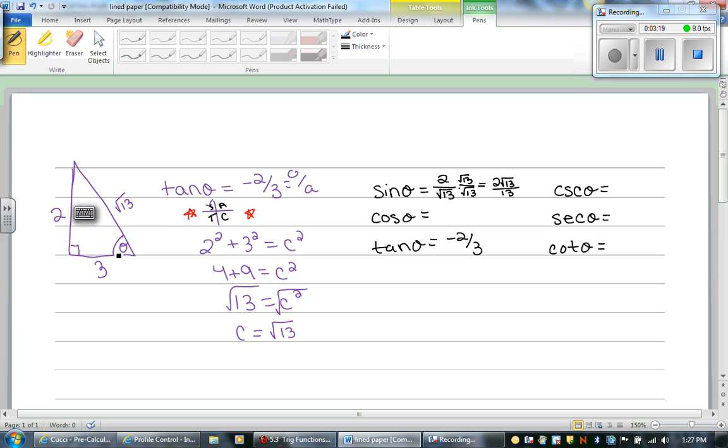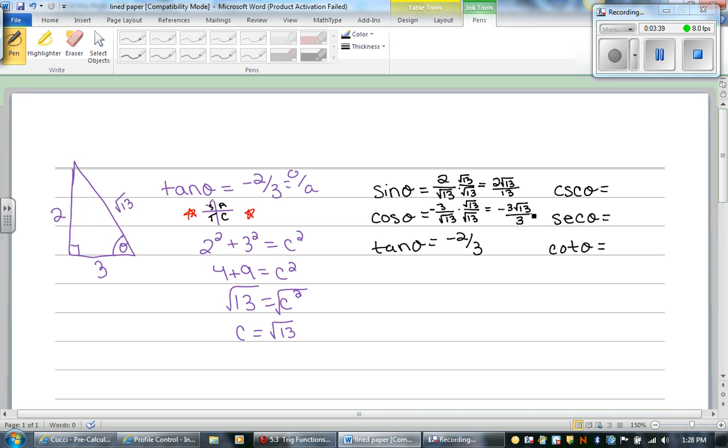Cosine, pardon me, adjacent over hypotenuse, or 3 over radical 13. Second quadrant, cosine is negative. We have to make sure we rationalize. We get -3 radical 13 over 13.